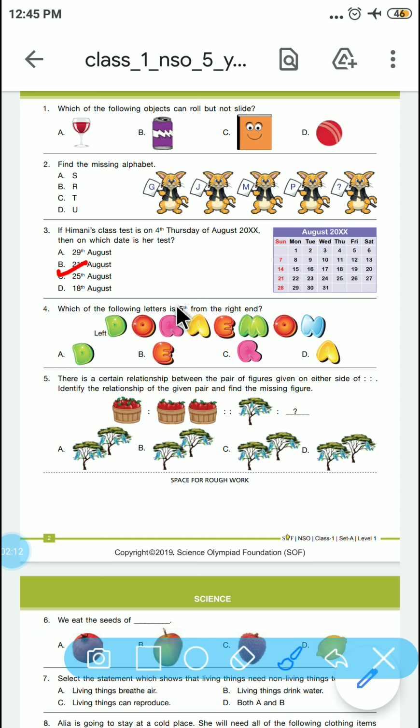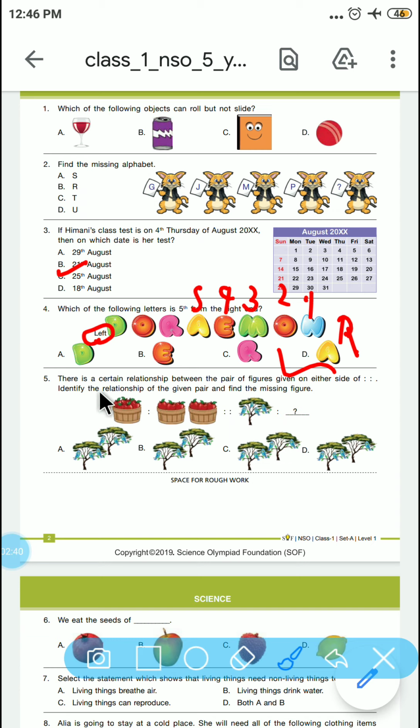Now, which of the following letters is fifth from the right end? Here it is mentioned as the left one, so it will be the right. So from the right side we have to count till 5 to obtain the fifth place from the right side. 3, 4 and 5. So A is the fifth one, so option D.